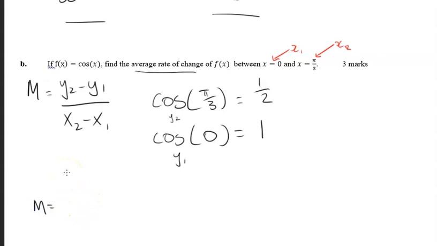And there's going to be a bit of fraction manipulation to get the solution. Y2, in this case, is half, minus y1, which is 1. This is obviously going to be an ugly fraction. This is going to be equal to pi on 3, take away 0. And this here is your m. And if you've got this right here, that will give you the 2.5 marks. To get that extra mark, you just have to simplify this so we get a proper solution.